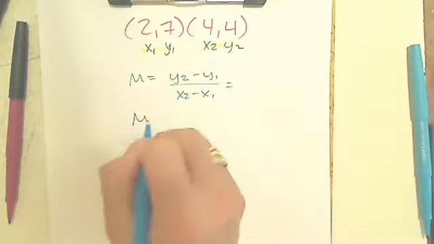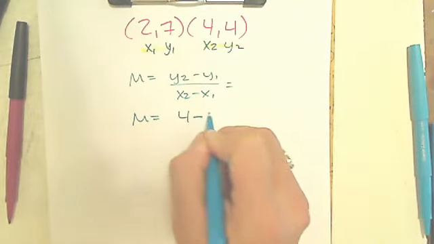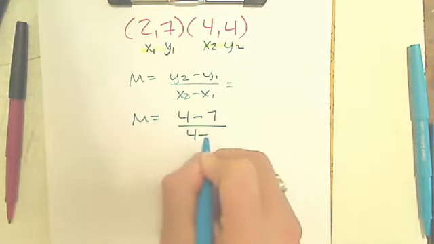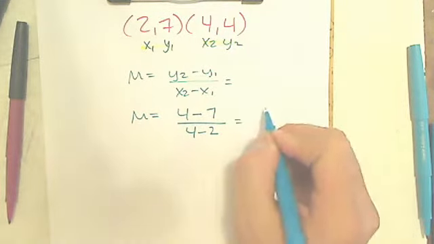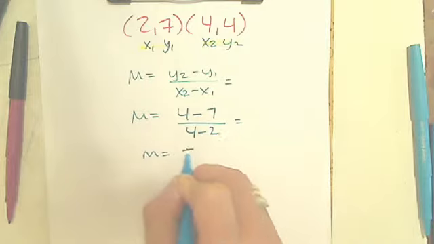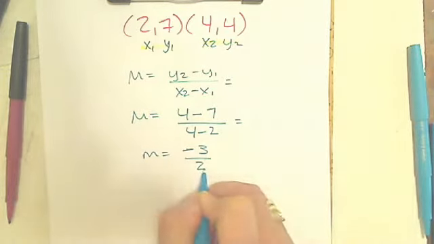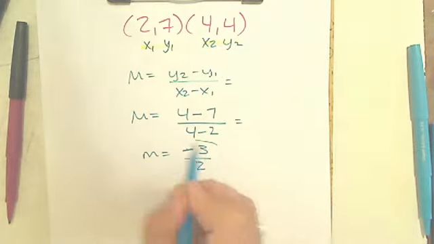And then 4 minus 7 over 4 minus 2. Be careful about that. Equals negative 3 over 2. Then you have m equals negative 3 over 2. That is not reducible. Leave it alone.